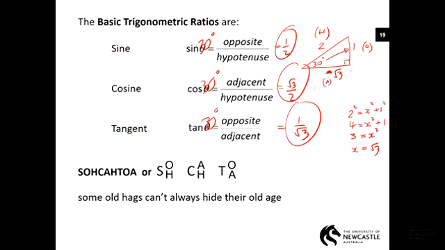I don't know if you've got any others. Some old hags can't always hide their old age, as a mnemonic to remember it. Some old hippie caught another hippie tripping on acid. Has anyone got any others? Yeah? Sex on hard carpet always hurts the other's ass. That's how you learn about SOHCAHTOA. You learned that at school? Yeah. Disgusting.